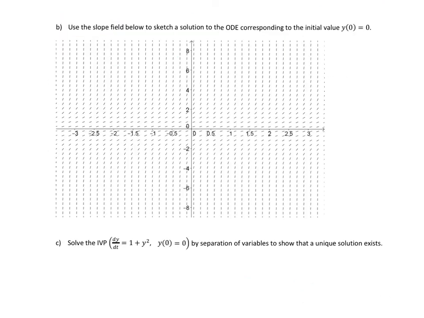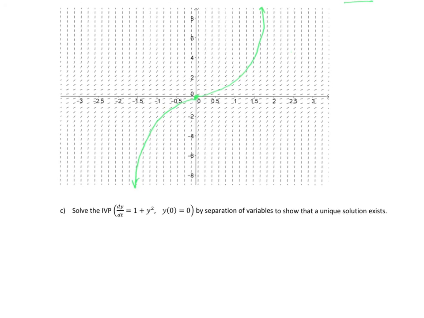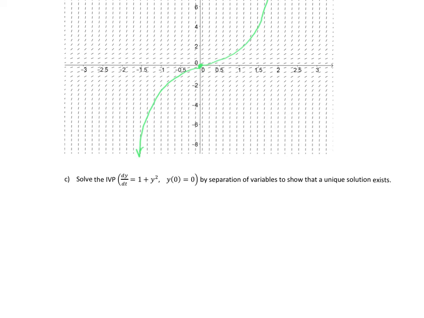So let's use the slope field to sketch the solution. Supposedly there is a unique solution to this ODE corresponding to y of 0 equals 0. So I'm going to put in the initial condition, 0, 0, and try to follow the slope field, and it looks something like that. That does look like a unique solution. So let's solve it using separation of variables. Find a formula for that thing.